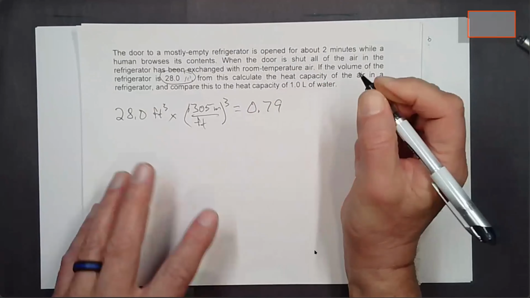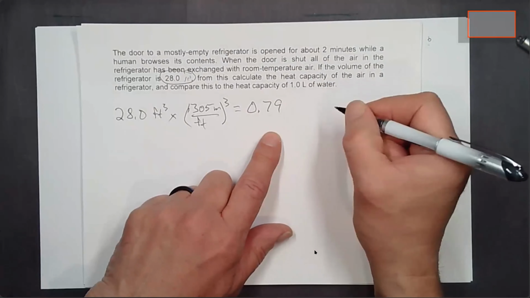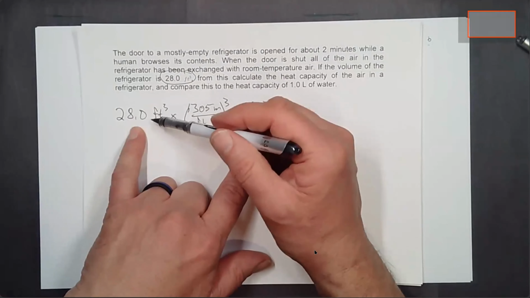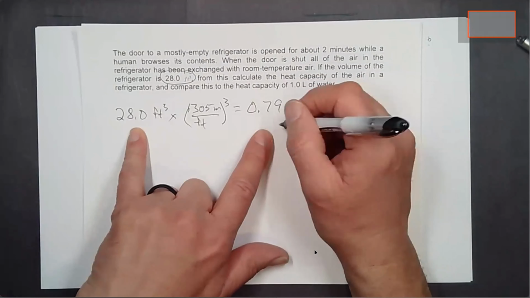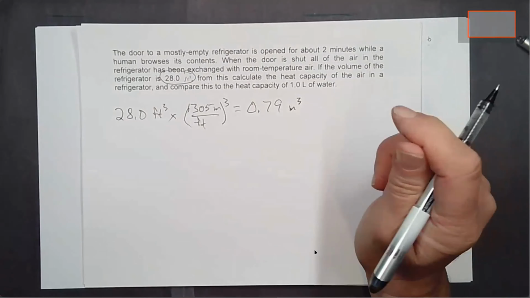And I'm not going to try to get very many significant figures on this thing. It's kind of ridiculous. And also, if there's junk in the refrigerator, that would actually reduce the capacity that's available for air. So good enough. That much in the way of meters cubed.